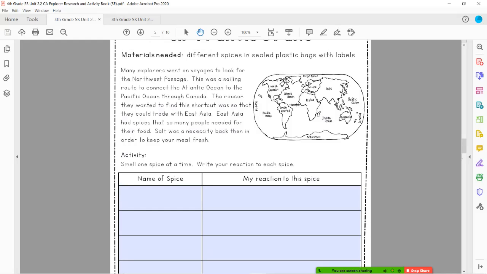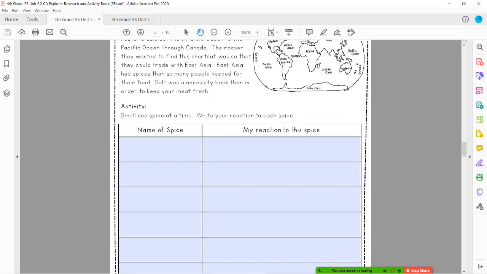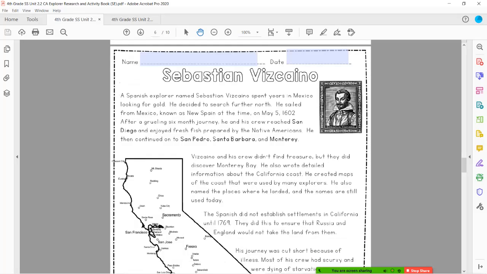Now, up here in this section, it says many explorers went on voyages to look for the Northwest Passage. This was a sailing route to connect the Atlantic Ocean to the Pacific Ocean through Canada. The reason they wanted to find this shortcut was so they could trade with East Asia. East Asia had spices that so many people needed for their food. Salt was a necessity back then in order to keep their meat fresh. So go ahead and complete that activity. Once you're done, we will talk about Sebastián Vizcaíno.